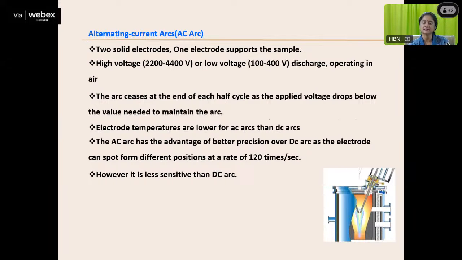AC arcs have the advantage of better precision over DC arcs, as the arc can spot from various positions at a rate of 120 times per second, and then finally you can take an average. However, it is less sensitive than DC arc. So this is the arc source. However, precision is very poor in this type of arc system, like 10 to 15% is the general precision, and therefore they are not very popular.